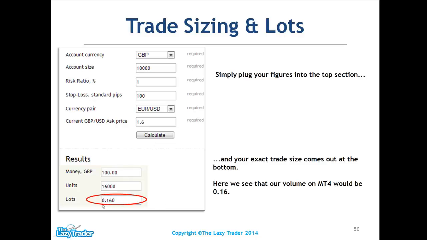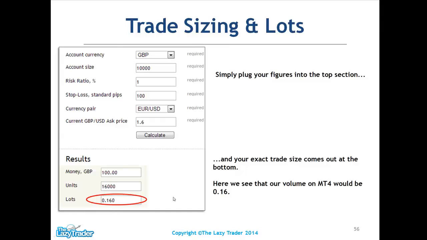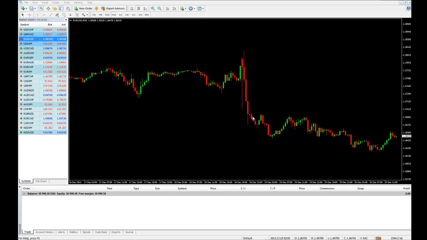Okay, the result is here. You are trading 0.160 lots on this particular trade. So when it comes time to go back to MetaTrader 4, you just simply type in 0.16. Okay, and it's as easy as that. Oop, we jumped ahead of ourselves a little bit here. Let's jump back over to MetaTrader and I'll show you exactly how to plug that into the trading ticket.